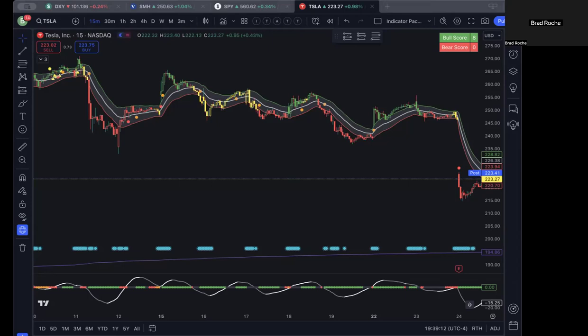Any last minute questions or are we good? Are the dots in the update? Yeah, I will be doing that within the next week or so. I'm just trying to finalize it. Also, do we get the bear and bull score now with the subscription? No, that's only for the lifetime package.